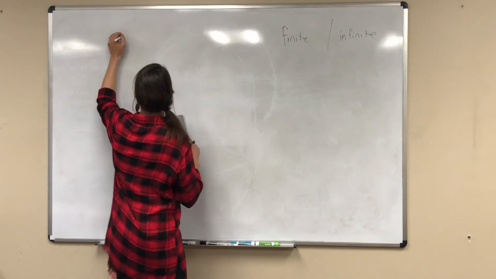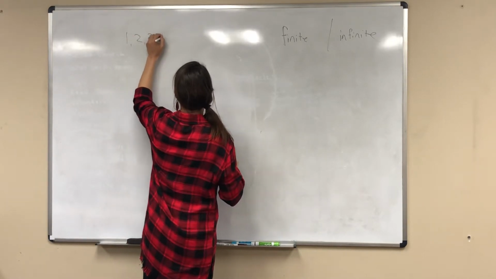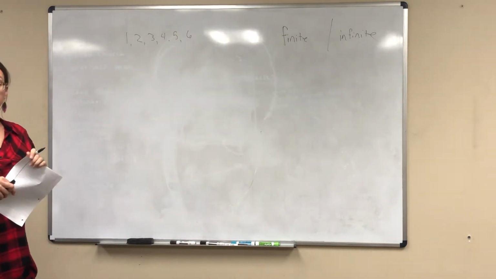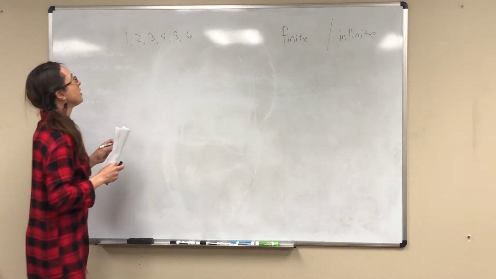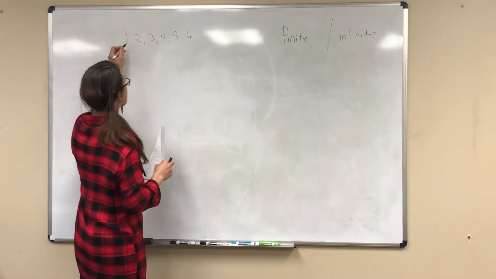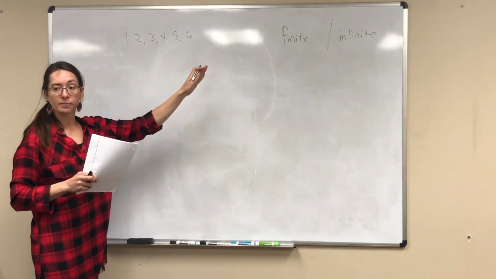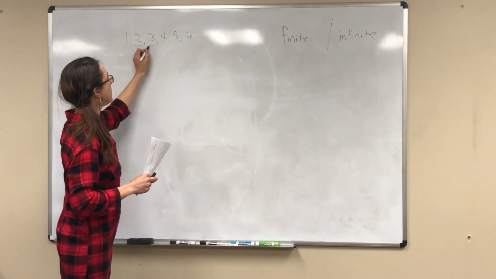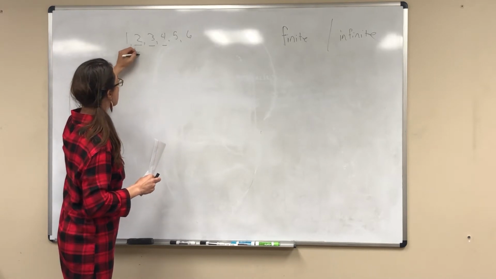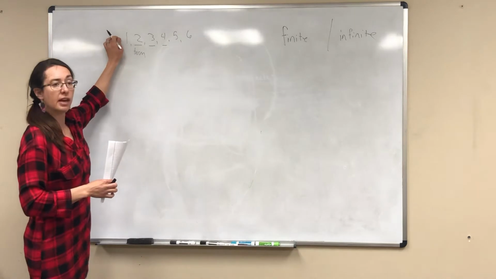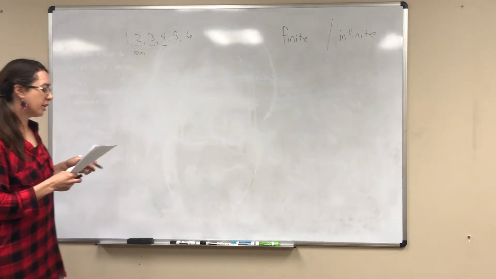A sequence is a list of numbers. Okay? That's all it is. It's an ordered pair of numbers. It can be, like, 1 through 6, that's a sequence. They are always separated by a comma so that you know what order they go in. Each individual section is called a term. So if they say how many terms are in this sequence, we would say 6. There are 6 terms.